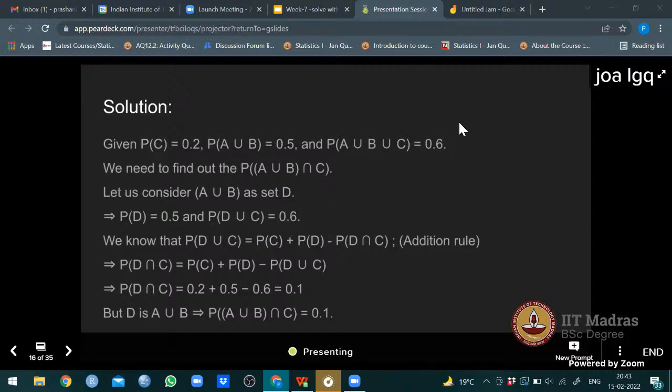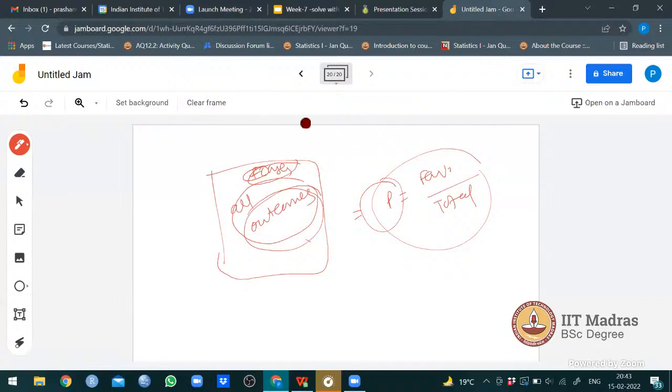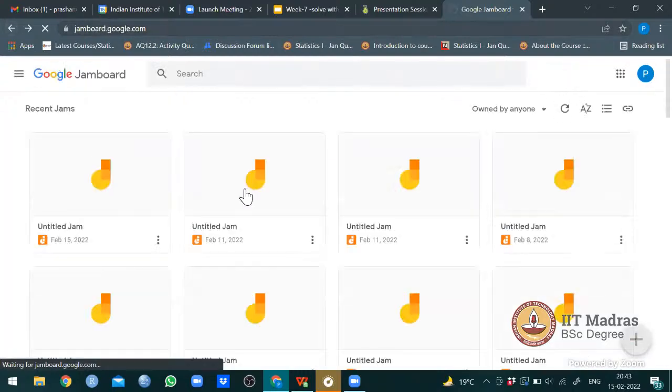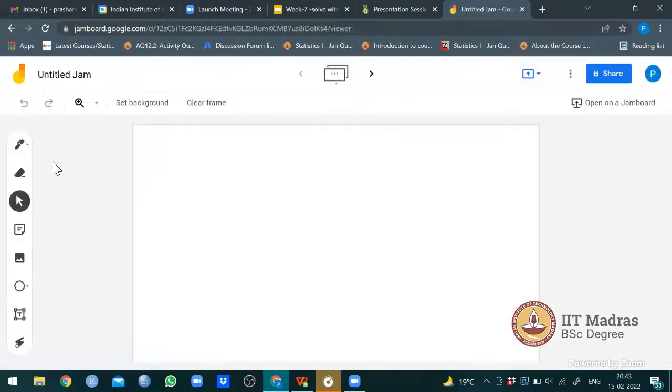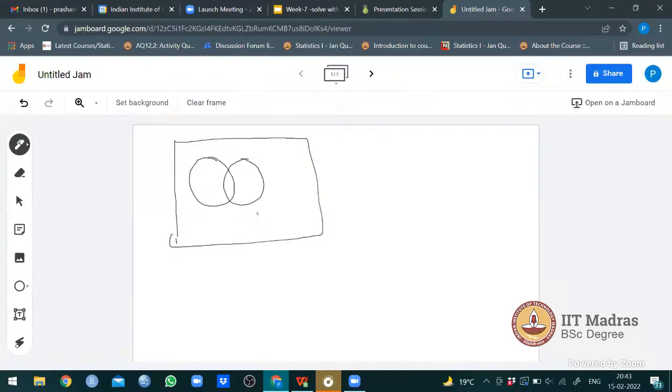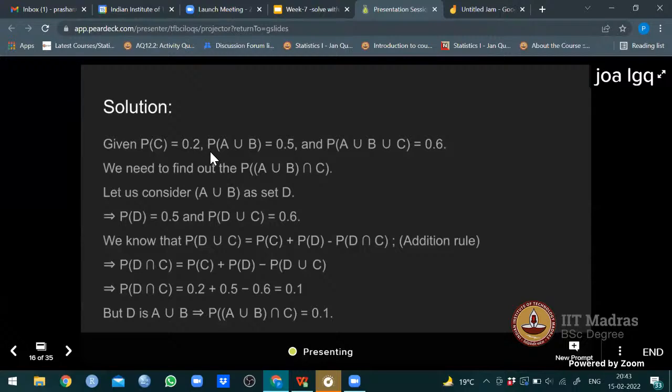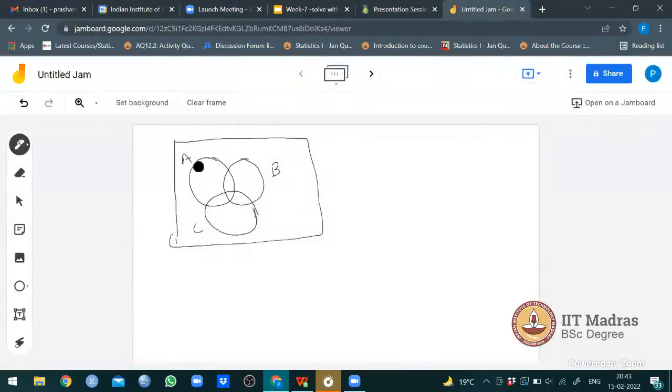Yes, sir. Sir, if you can explain it with Venn diagrams. One second, let me draw. This is nothing but C. Suppose this is A, this is B, and this is C. In the question it is given that the probability of C is 0.2. In the question you have to find probability of A union B intersection C, right? A union B will be this whole thing, and your C will be this whole thing.